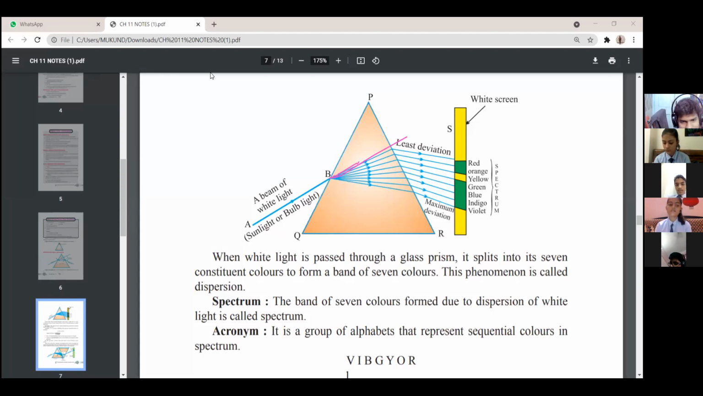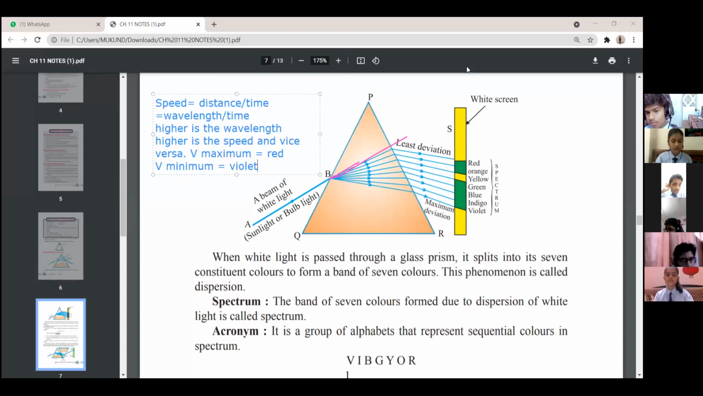Now the question arises, how is wavelength related to the deviation? You can see the wavelength is related to deviation because, what is the speed of light? Speed of light is equal to distance upon time. And what is the distance here? That is the wavelength, because these are the different colors of different wavelengths. So speed of light is wavelength upon time.